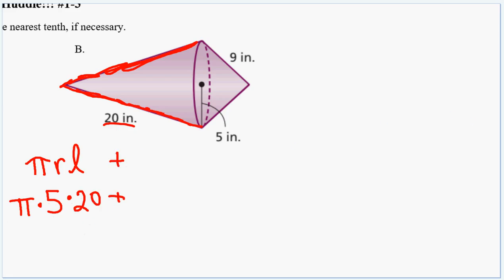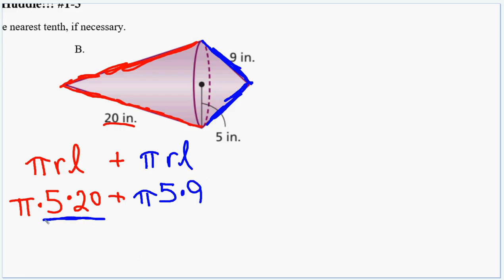Now we're going to add to that. I'm going to switch to blue ink. We've got another cone here. So that's going to be another pi r l. The pi is the same, it always is. The radius here is the same because the cones are stuck together. But now our l here is 9. So 5 times 20, that's 100 pi.